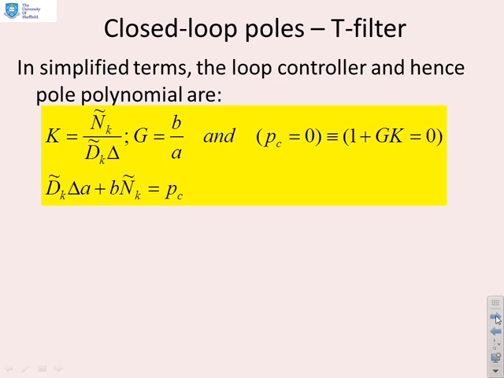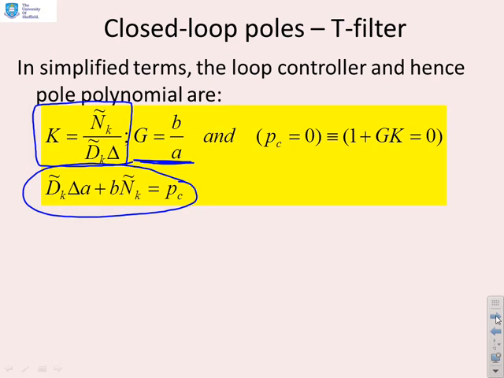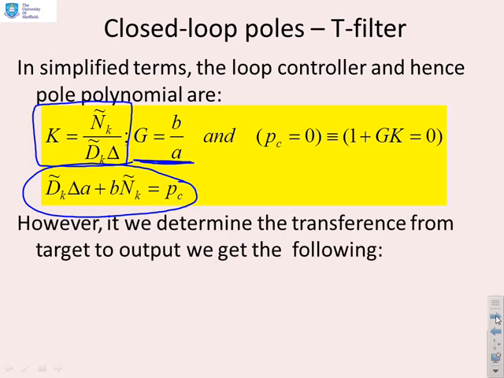So first of all, where are the closed loop poles? Well, you can show that the controller reduces to nk tilde over dk tilde delta. The reason is you'll find that the T's will cancel. If you've got a system G equals B over A, and I say, okay, where's my closed loop pole polynomial? It's fairly straightforward to show. You get this dk tilde delta A plus B nk tilde.